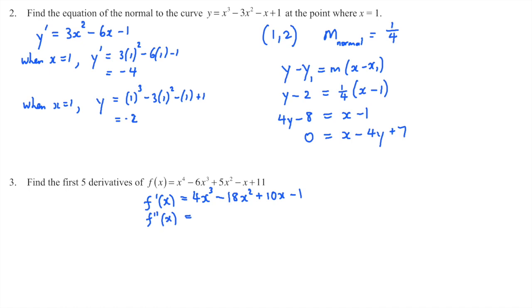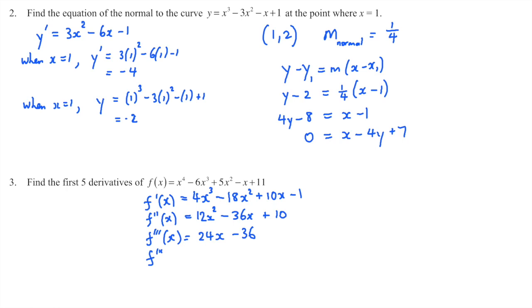The second derivative. Look at 4x cubed. 4x cubed, 3 4s are 12. It becomes 12x squared minus 18x squared. 2 times 18, 36x, plus 10x, derivative of that is 10. The third derivative. Look at 12x squared. 2 times 12, 24, x to the power of 1. 36x has a derivative of 36.